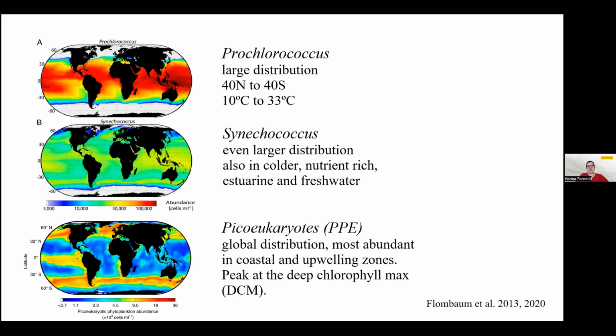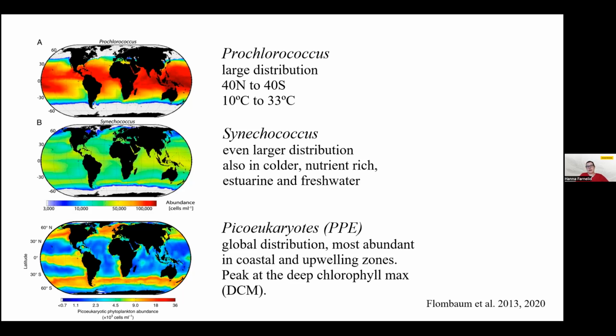But as you see on the color scale, it does not reach as high abundances as Prochlorococcus. So Synechococcus we typically find between 10 and 50,000 cells per milliliter. So slightly less abundant, but it also has a larger distribution.